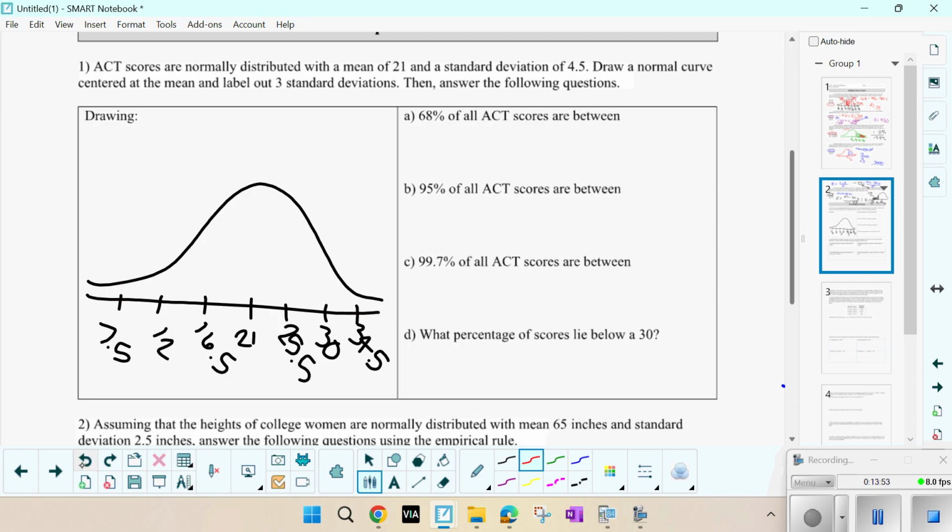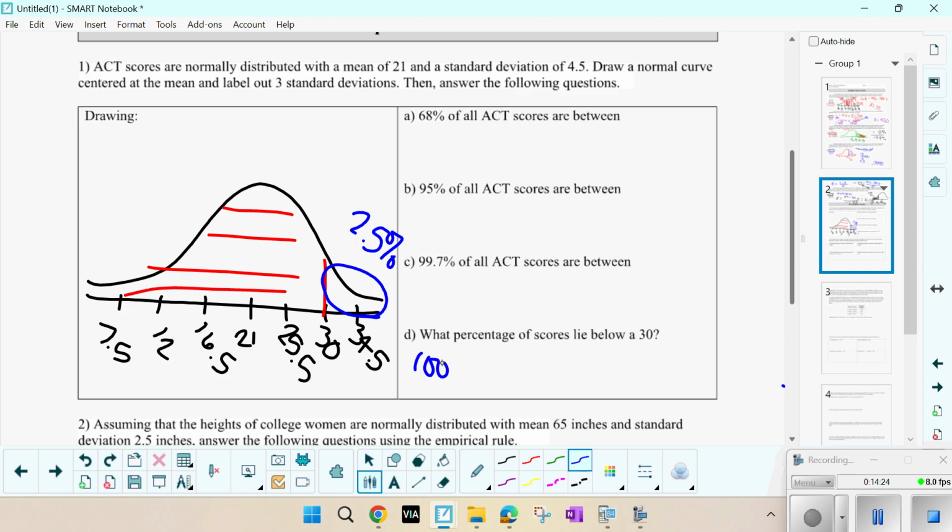And then our last question, what percent lies below a 30? Okay, so here's 30, and we want everything that lies below it. Well, 30 is 2 standard deviations away, so you could actually figure out what's left over here and then subtract it from 100, or you could do all of your percentages to the left. If you went from 30 to the right, that is 2.5%. So then what scores would lie below that? We would just take 100 minus 2.5, and we would get 97.5%.